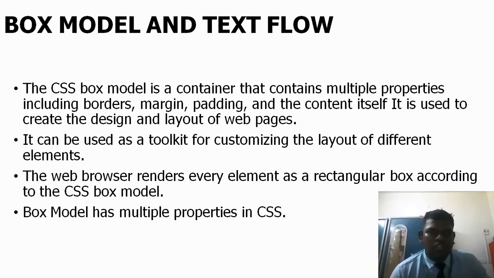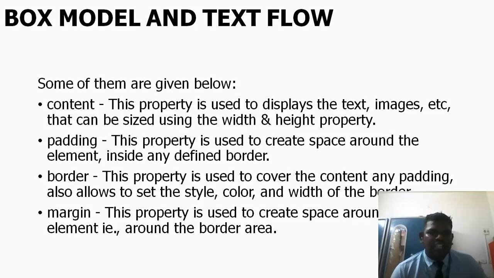The CSS box model is a container that contains multiple properties, including borders, margin, padding, and the content itself. It is used to create the design and layout of web pages. It can be used as a toolkit for customizing the layout of different elements. Web browsers render every element as a rectangular box according to the CSS box model. The box model has multiple properties in CSS, some of which are given below: content, padding, border, and margin.